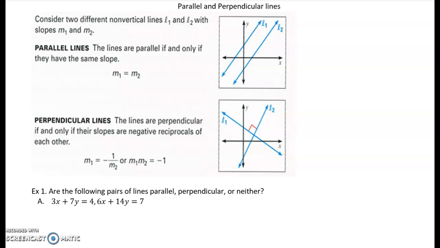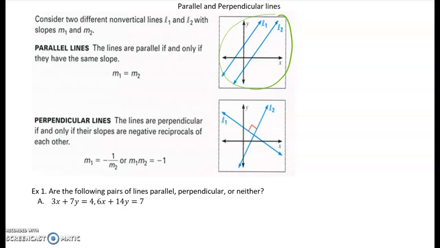All right, here we're going to talk about parallel and perpendicular lines. So if we consider two lines, they're going to be parallel when you have the same slope. So this is what they're going to look like. This first picture. And if you have perpendicular lines, they're going to be negative reciprocals of each other. And if you look at their pictures, they're going to be separated by a 90-degree angle.